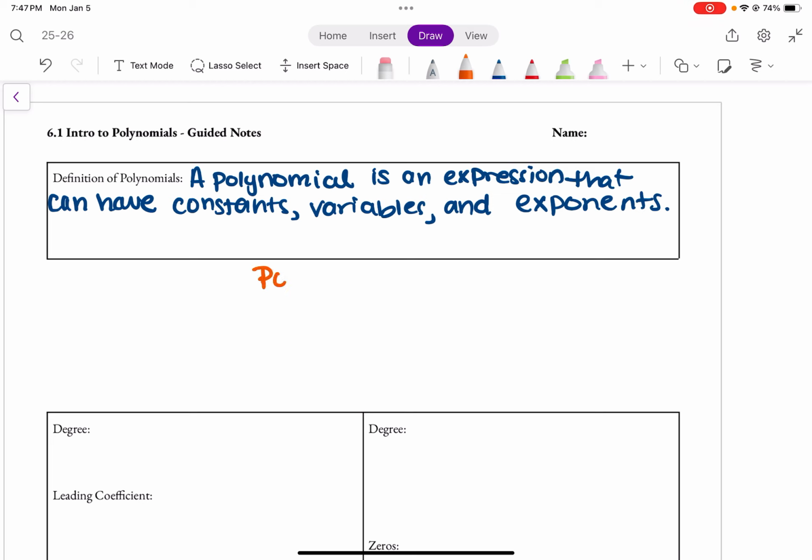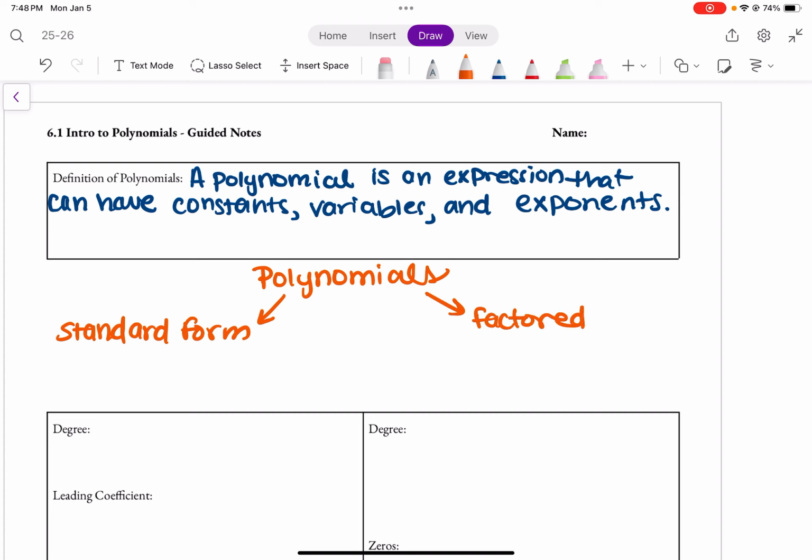So with polynomials, there are many different ways that we can write the equation or the expression. One way that we can do that is by writing it in standard form. And the other way is by writing it in factored form, right? So these are just two different forms that mean the same thing. You could have something in standard form and factored form, and they could have the same graph. It's just saying the same thing in two different ways.